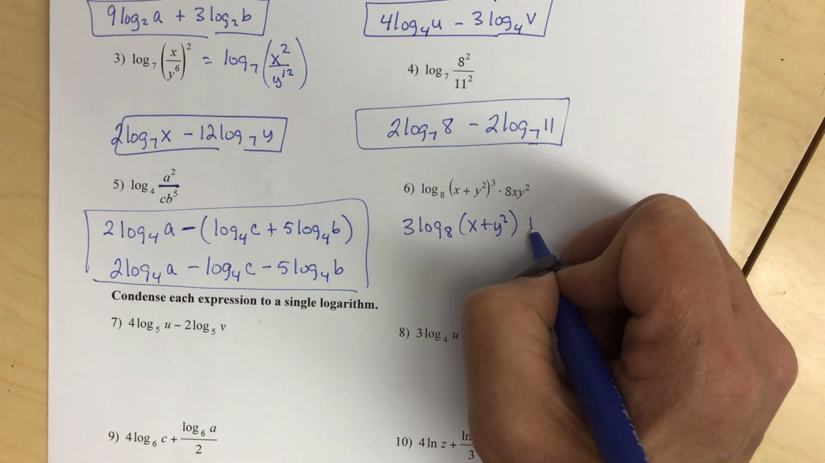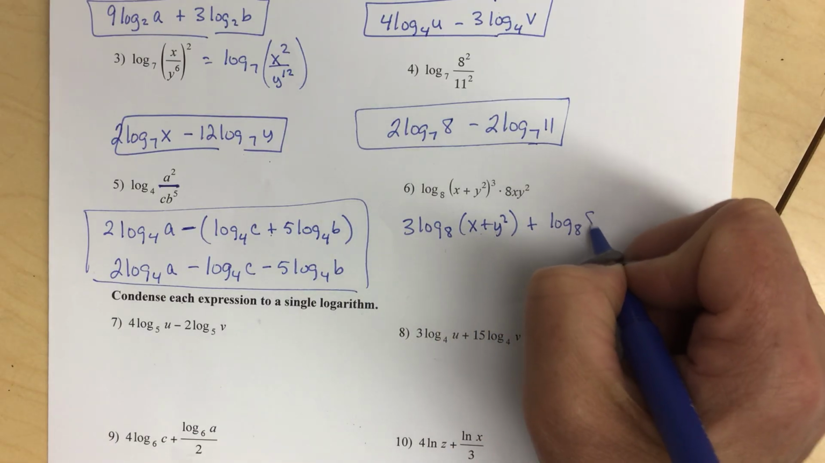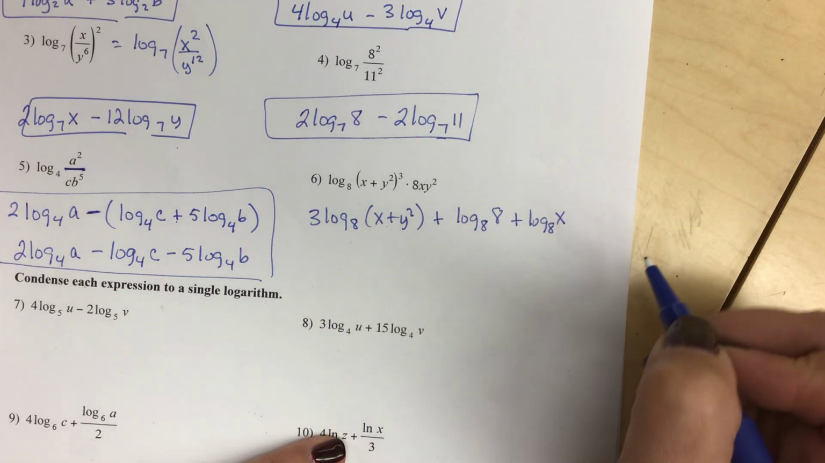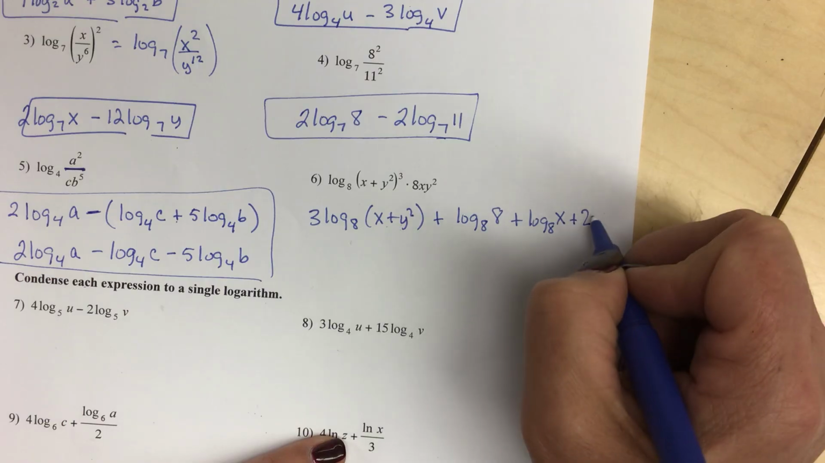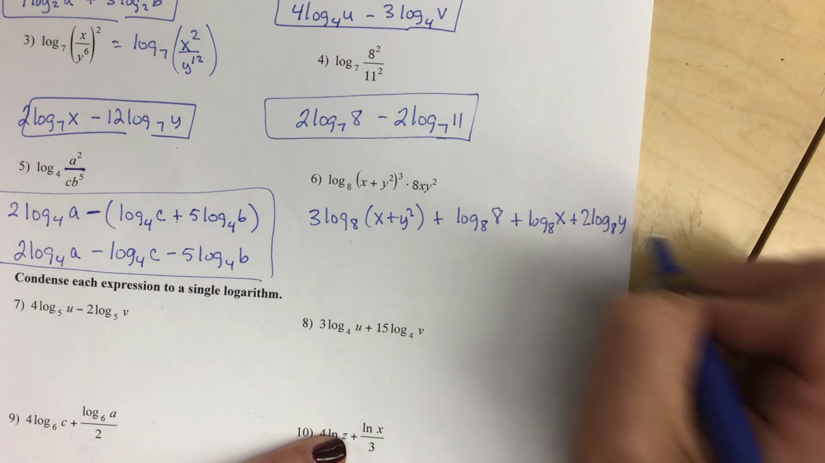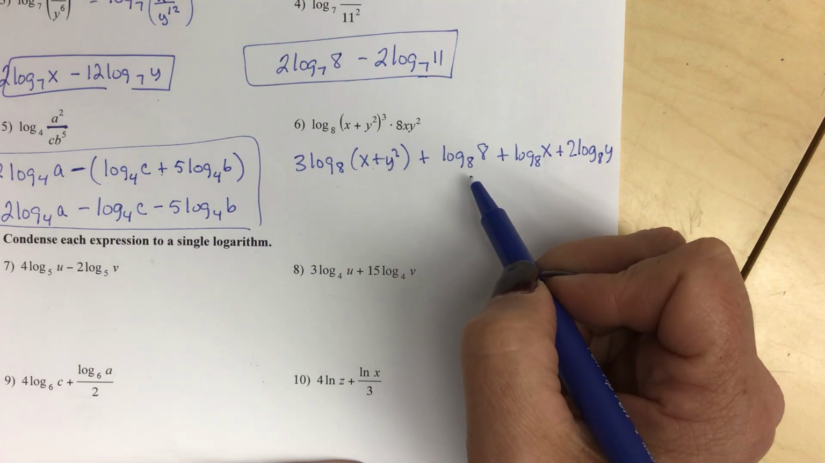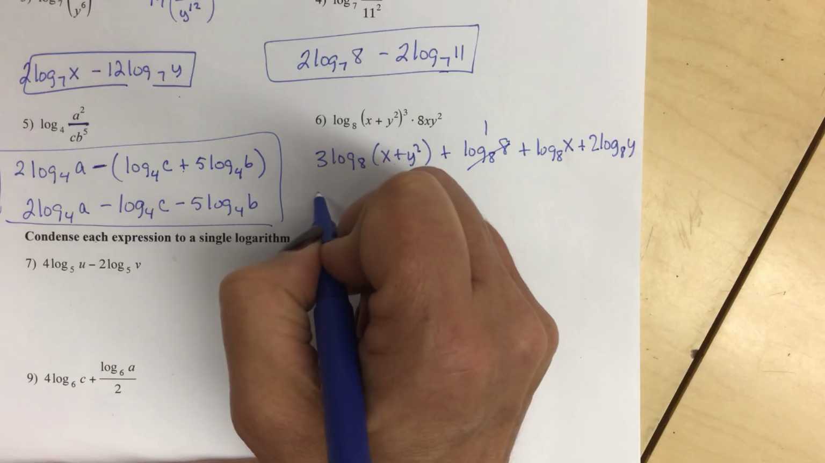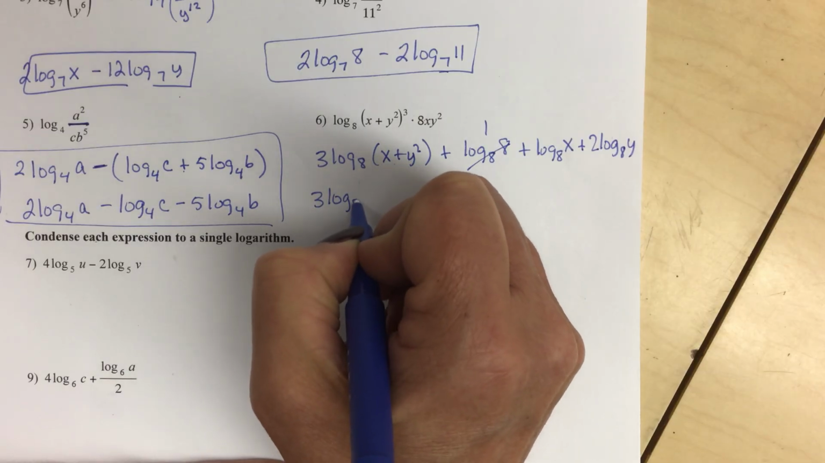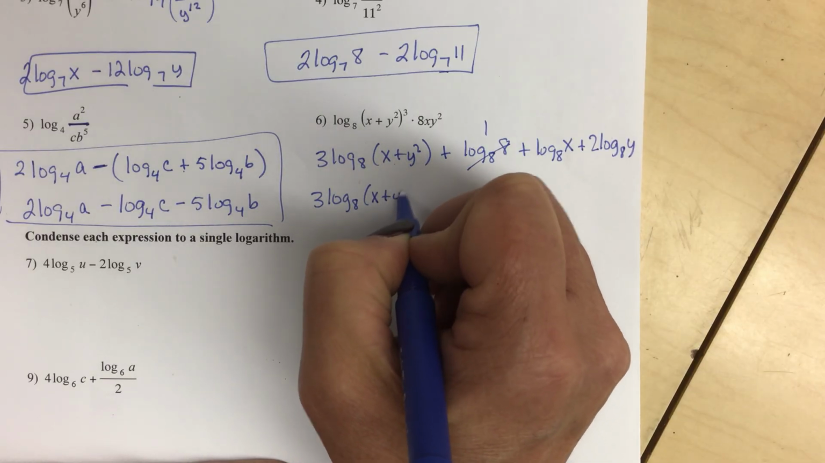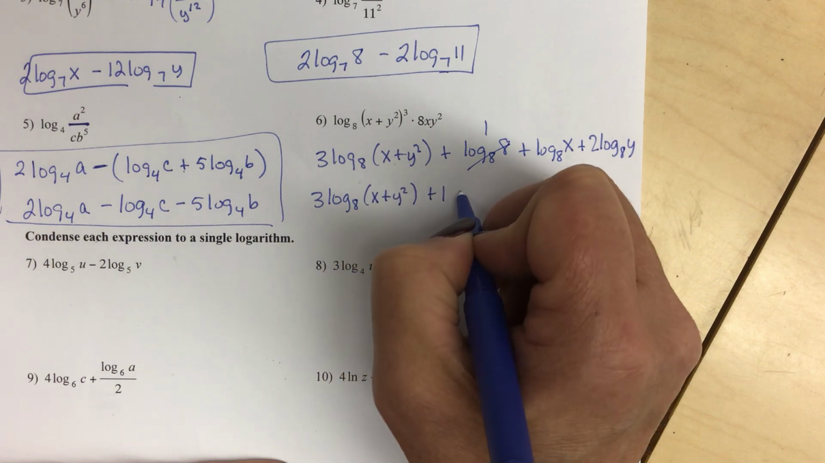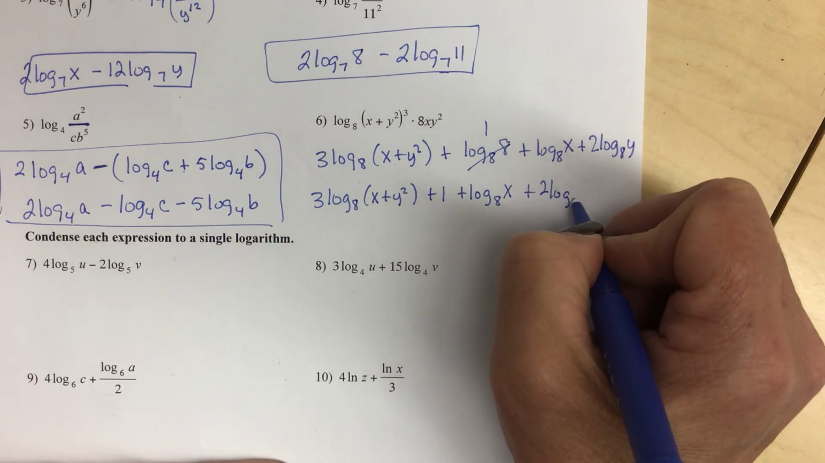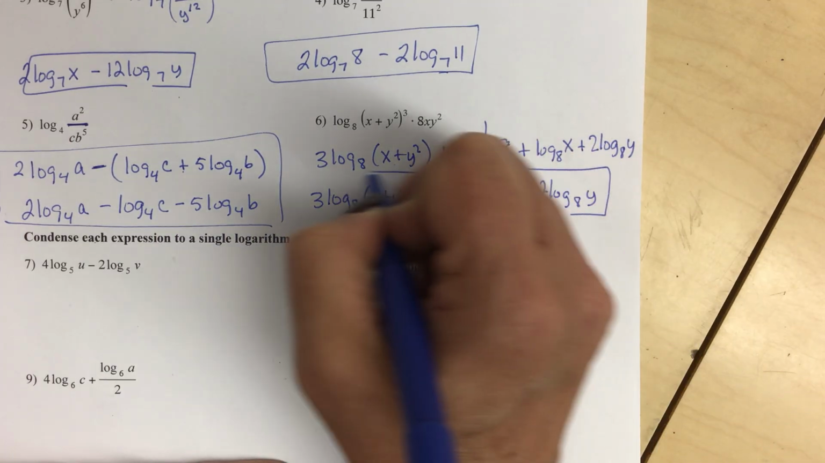And then this is multiply, so plus log base 8 of 8. This is multiply again, so plus log base 8 of x plus 2 log base 8 of y. Then log base 8 of 8 can be simplified. That's just 1, because 8 to the 1st power is 8. So the answer to this is 3 log base 8 of x plus y squared plus 1 plus log base 8 of x plus 2 log base 8 of y.